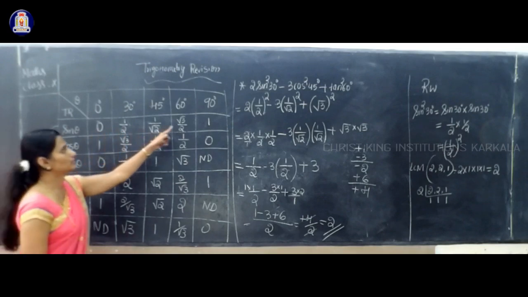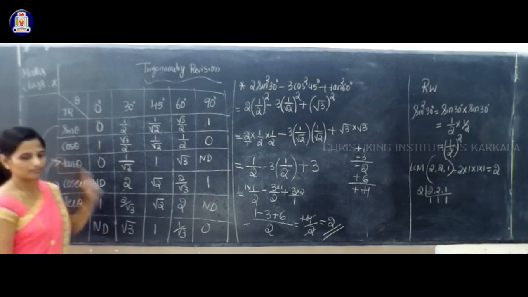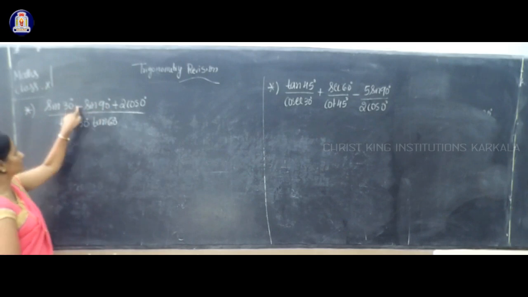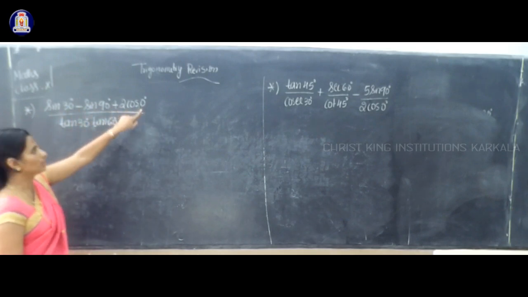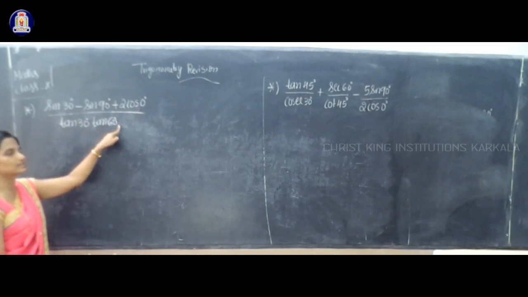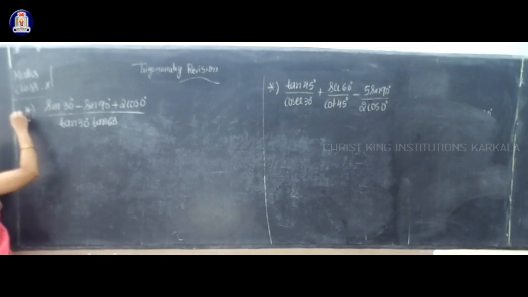Next, just remember the first line and you can write any other values of this table. Next question: (sin 30° sin 90° − sin 90° + 2 cos 0°) divided by (tan 30° tan 60°). This is a 2-mark important question, so mark this in your notes.